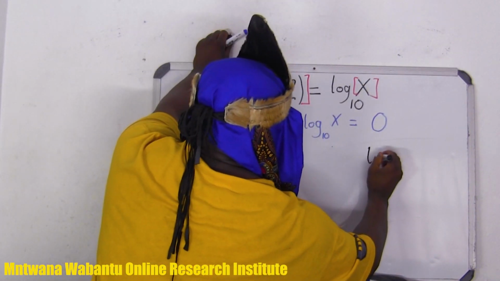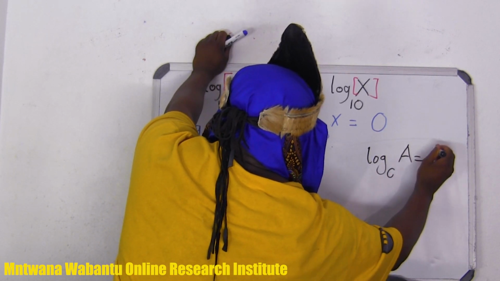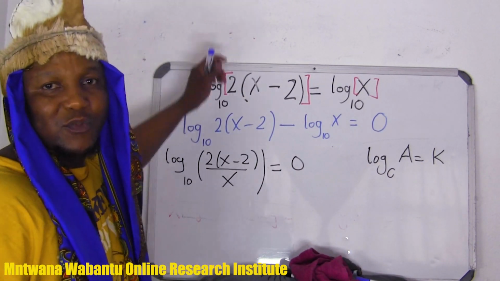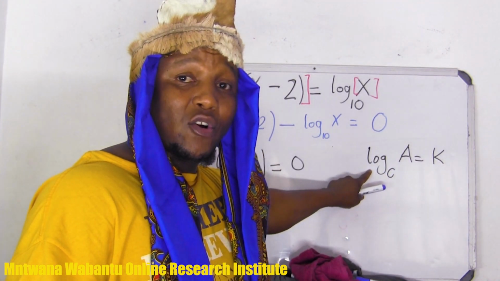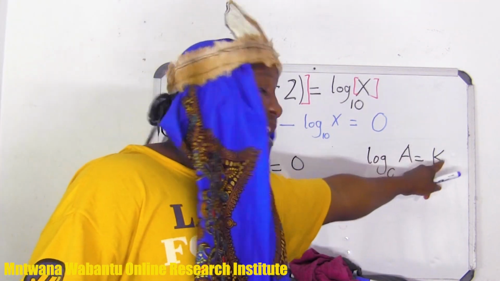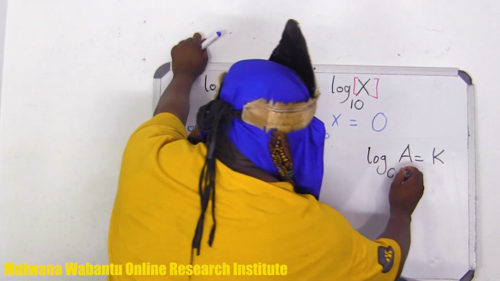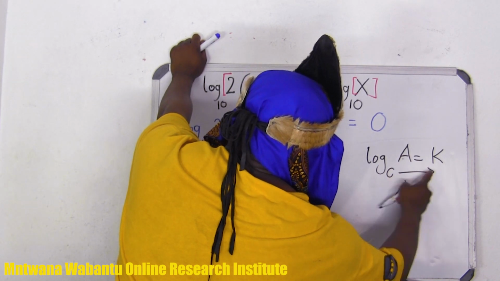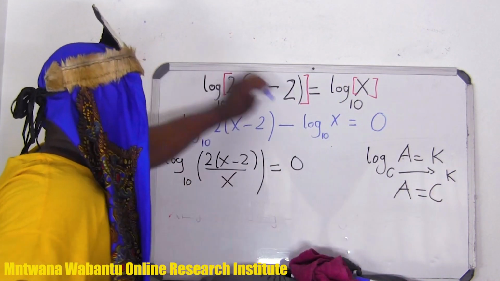If you have, for example, a log and then c, let's say equal to k, any letter. According to the law of exponents, you only apply it when you have a log on one side, and on the other side it must be something which has no log. So you push this here, and you write your a equal, this c is going to come here and become a power. And the log disappears.